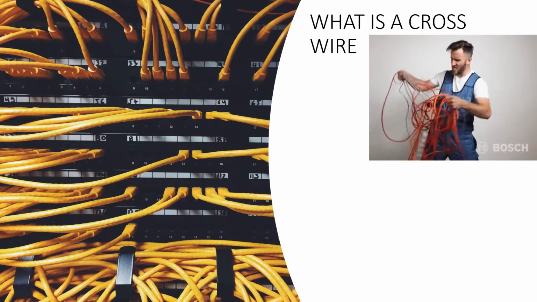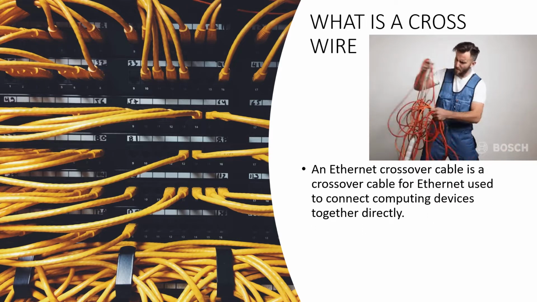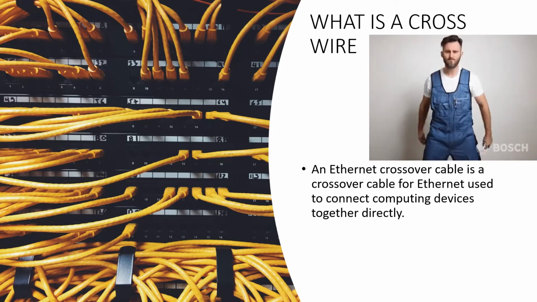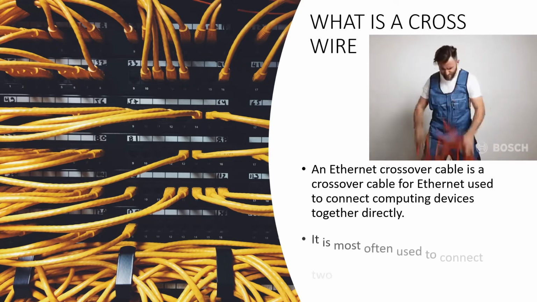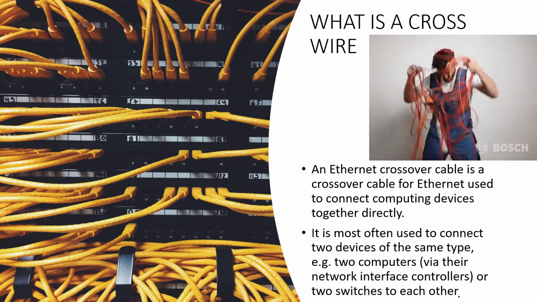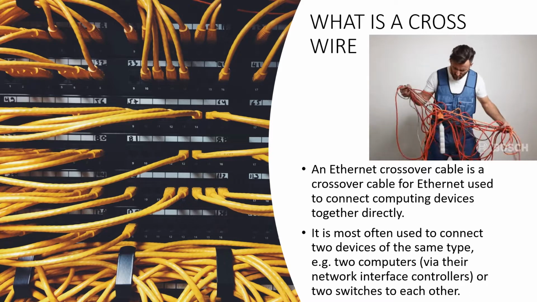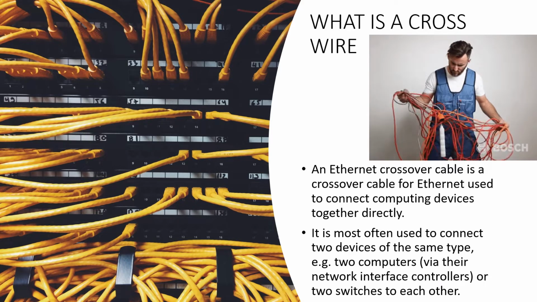What is a cross wire? An Ethernet crossover cable is a crossover cable for Ethernet used to connect computing devices together directly. It is most often used to connect two devices of the same type, for example two computers, via their network interface controllers, or two switches to each other.